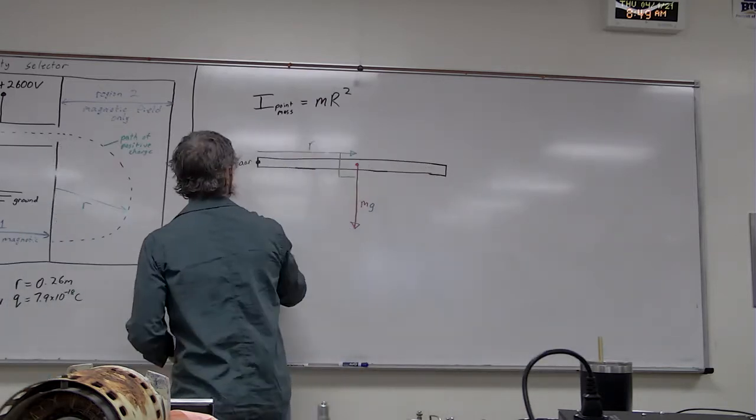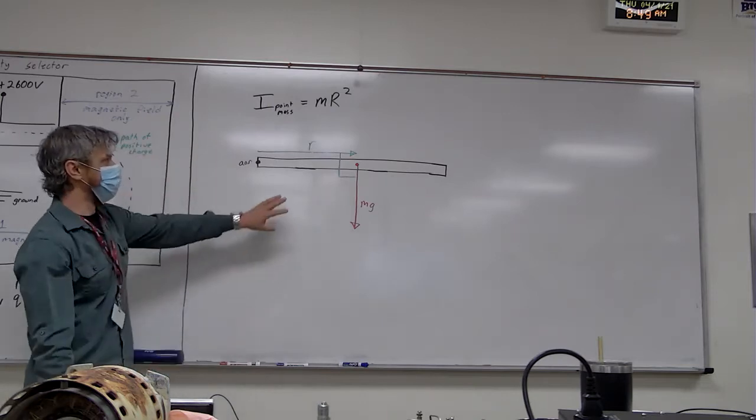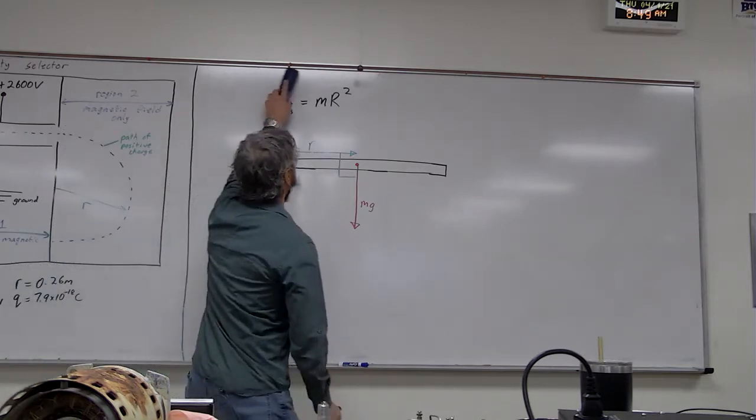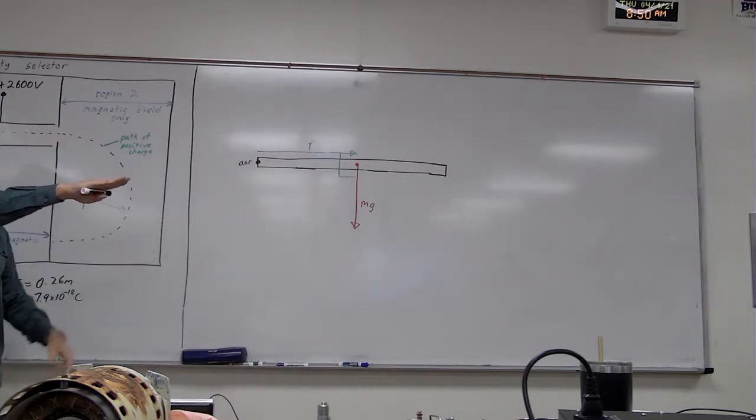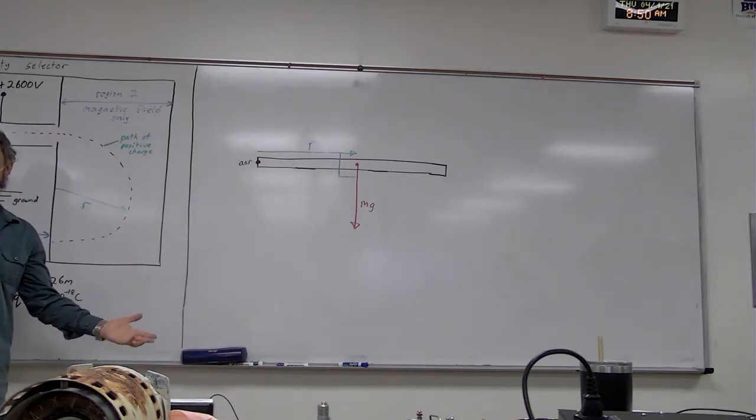One of the trickier problems involves a setup like this, where I have a rod rotated about its end that's initially horizontal, and then it's released, and it accelerates down. It just swings down. Okay.